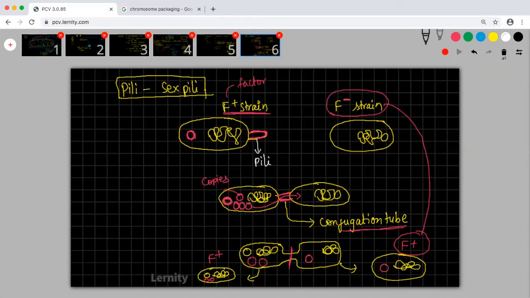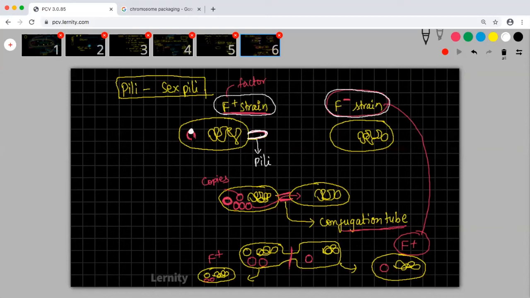Let us say that this bacteria is having penicillin resistance. This bacteria is not having penicillin resistance. If this is having penicillin resistance, we call it as F plus strain. This is not having penicillin resistance, so we call it as a F minus strain. What is this pili? This pili is like an organ which will be helping this particular bacteria to transfer this particular factor from this F plus strain into F minus strain.